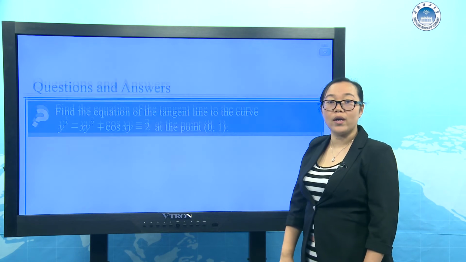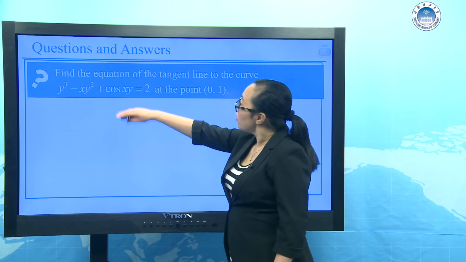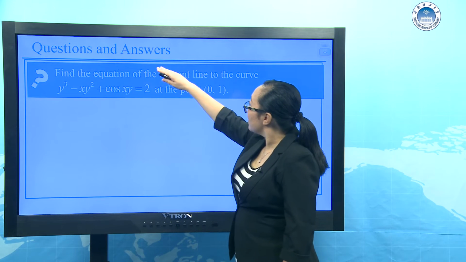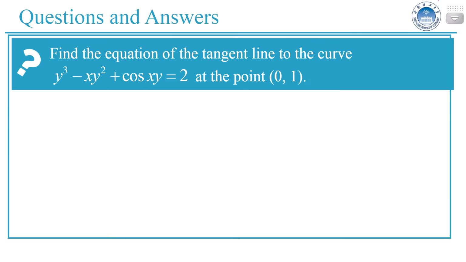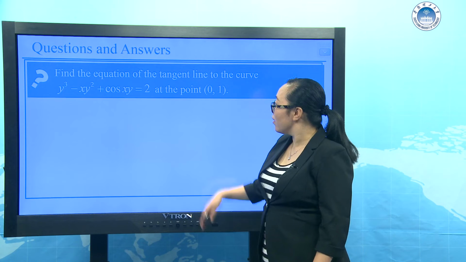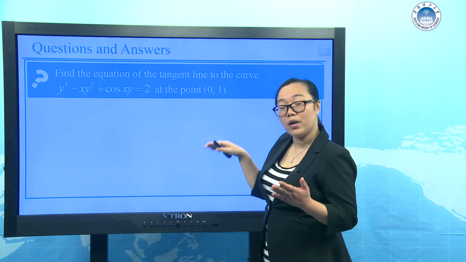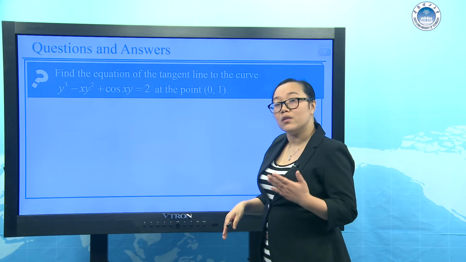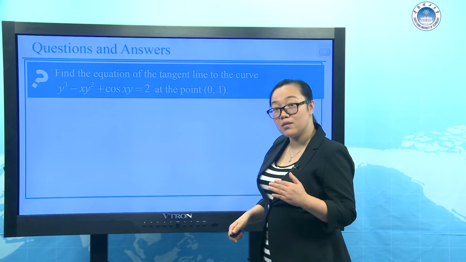So now look at the questions. Question 1. Try to find the equation of the tangent line to the given curve y cubed minus xy squared plus cosine xy equals 2 at the given point (0, 1). It is similar to example 3. How to get it? Two conditions. Condition 1, the given point. Do you remember condition 2? Yes, condition 2, try to get the tangent slope.